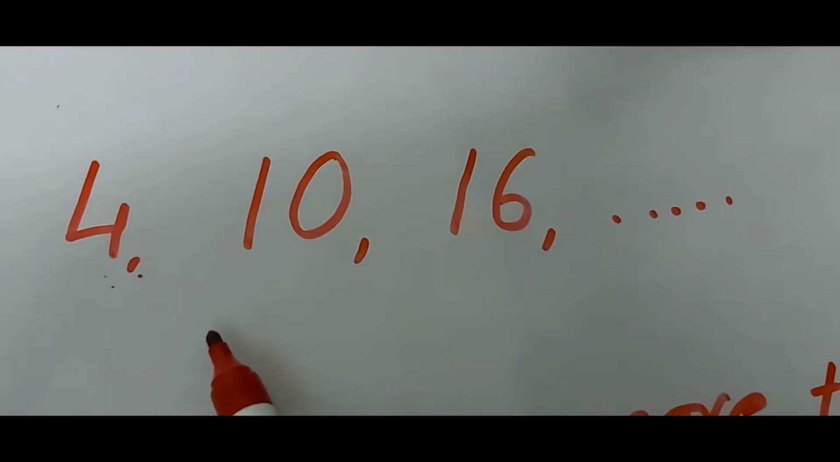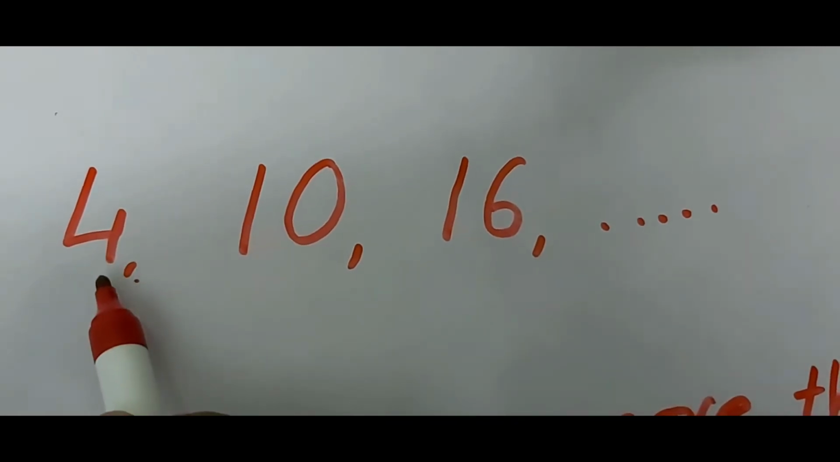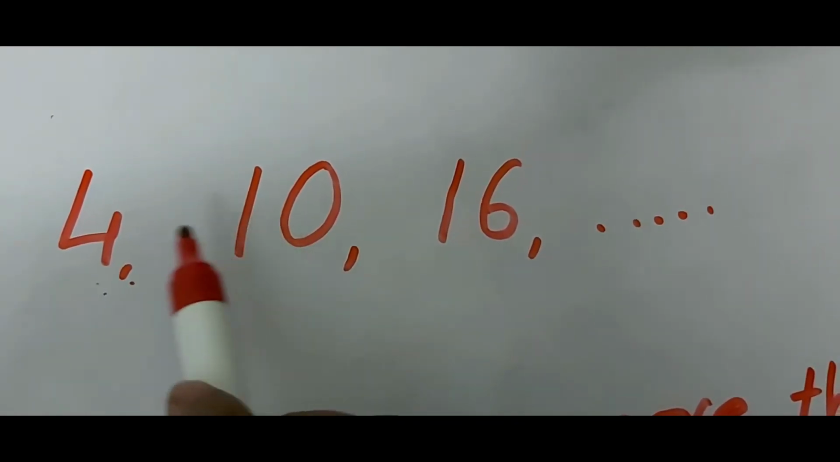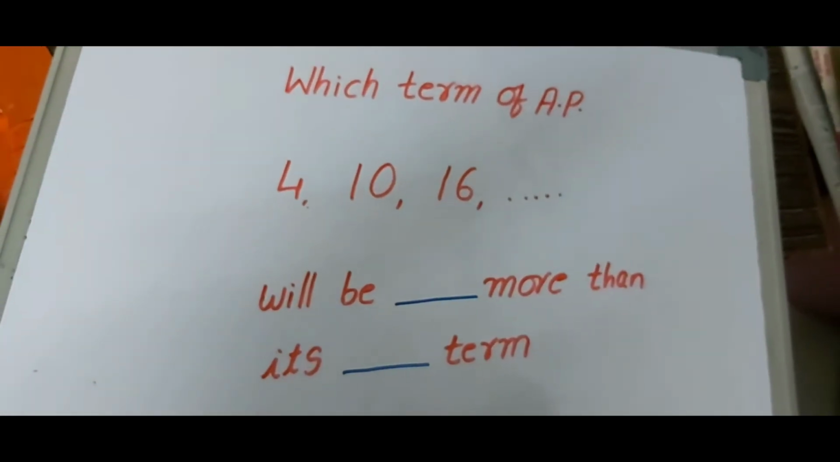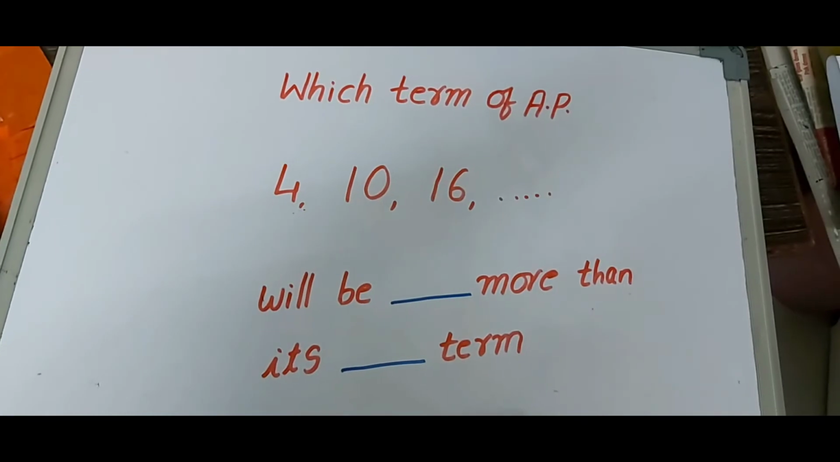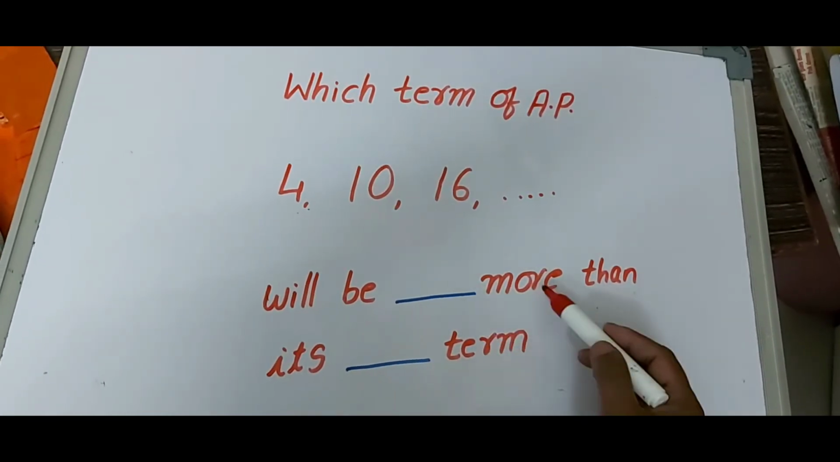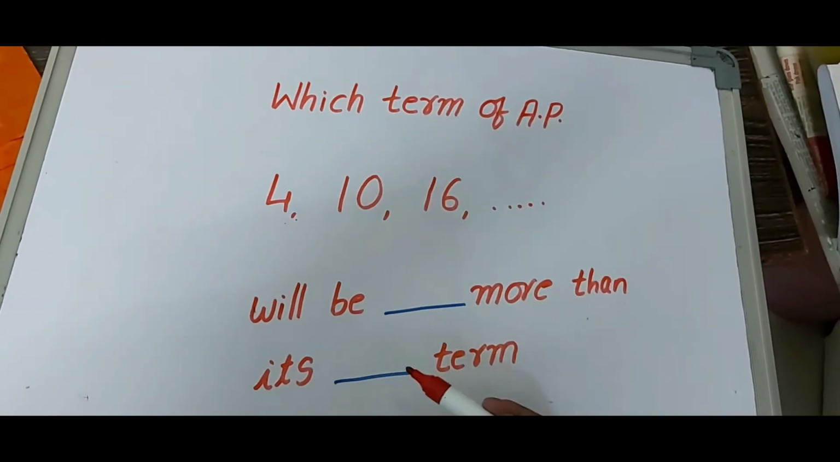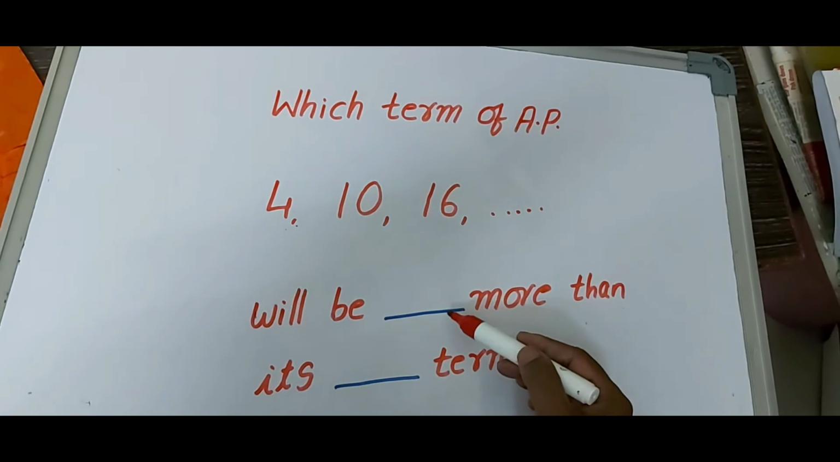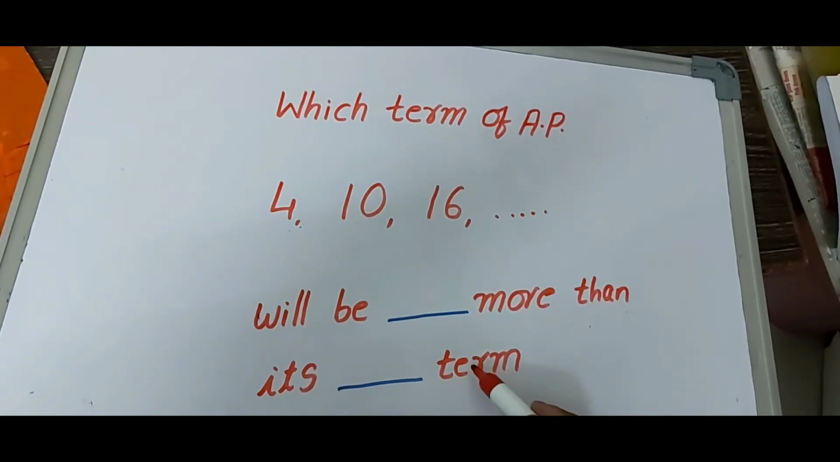Here I have taken a simple AP whose first term is 4 and common difference is 6. Instead of asking to find a particular term, we can make the problem a little bit difficult by asking to find the term which is a certain number more than a particular term. Find the term which is a certain number more than a particular term.